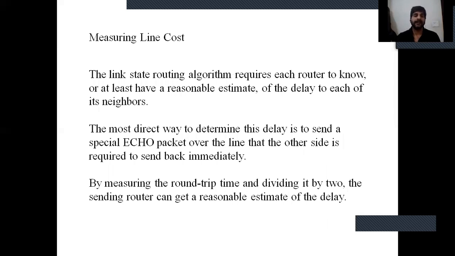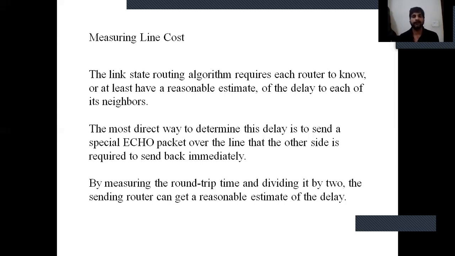Next, measuring the line cost. The link state routing algorithm requires each router to know, or at least have a reasonable estimate of, the delay to each of its neighbors. The most direct way to determine the delay is to send a special echo packet over the line that the other side is required to send back immediately. By measuring the round trip time and dividing it by 2, the sending router can get a reasonable estimate of the delay.